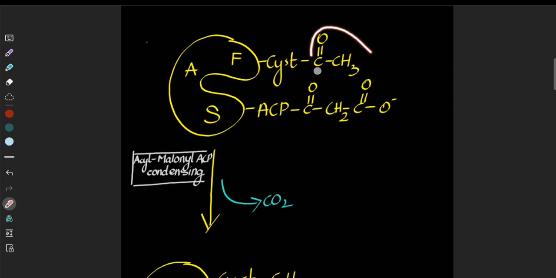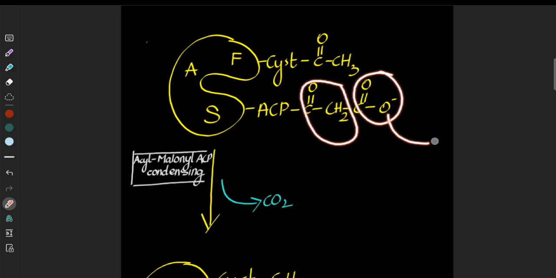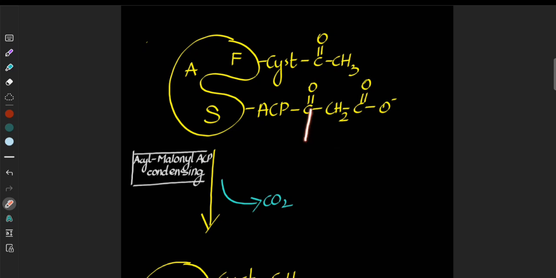acyl group is actually contributing 2 carbons. This will also contribute 2 carbons, right? And then this group will be cleaved. So together they'll make 4 carbons, right? Because it'll be 1, 2, 3, 4. This will be gone, right?